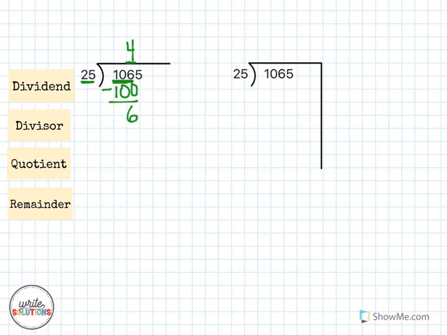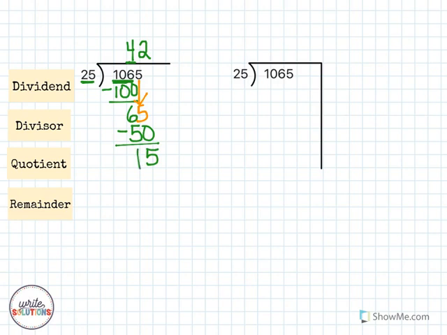And now, see this 5 here in the ones column? We're going to pull that 5 down and turn the 6 into a 65. And we're going to ask the question again. Can I pull any groups of 25 out of 65? Yes, I can. How many? 25, 50, 75. Just 2. So I'm going to record the 2 here, and now multiply 2 times 25, which is 50, and subtract. 5 minus 0 is 5. 6 minus 5 is 1.